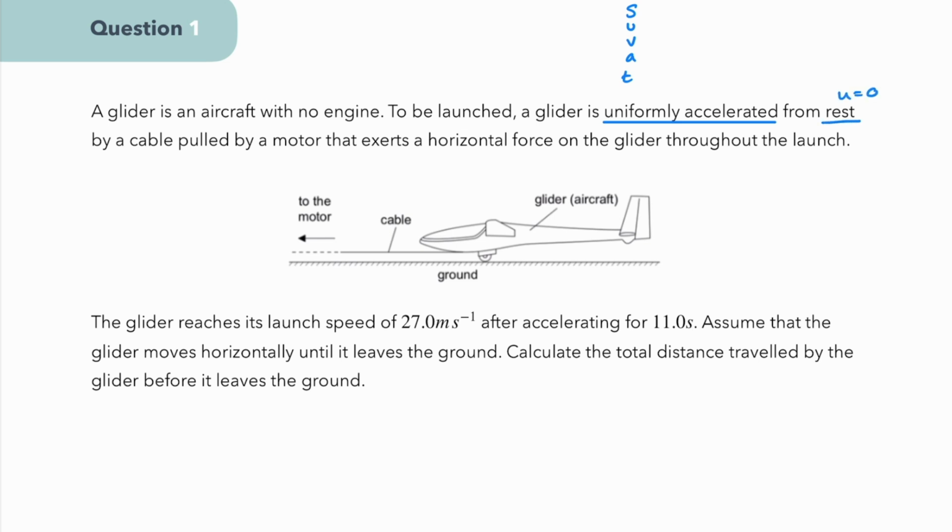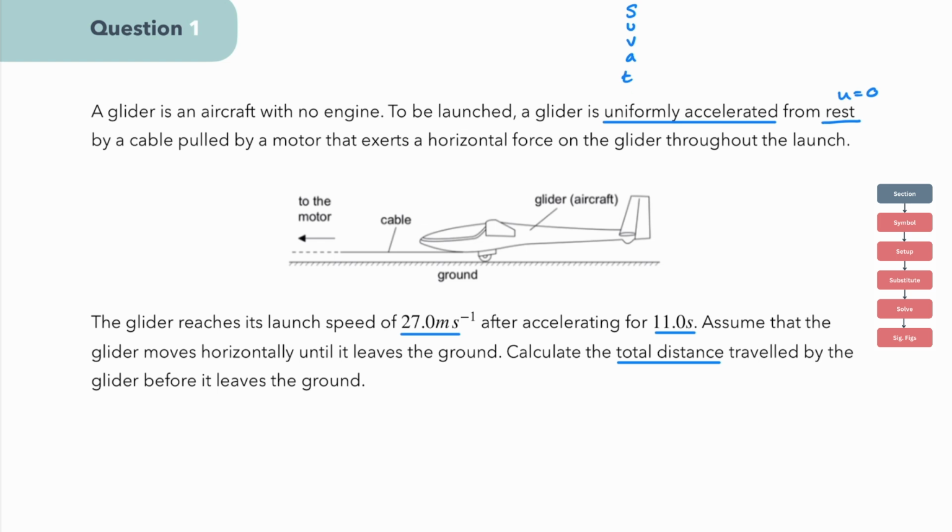the initial speed is 0, by a cable pulled by a motor that exerts a horizontal force on the glider throughout the launch. The glider reaches its launch speed of 27 metres per second after accelerating for 11 seconds. Assume that the glider moves horizontally until it leaves the ground. Calculate the total distance travelled by the glider before it leaves the ground.